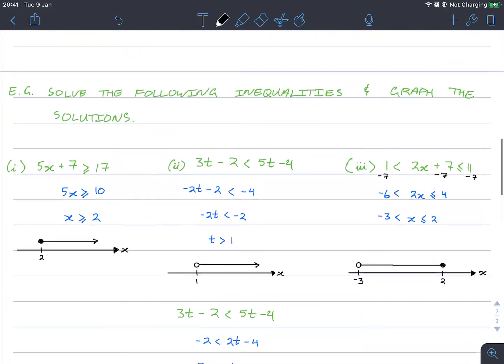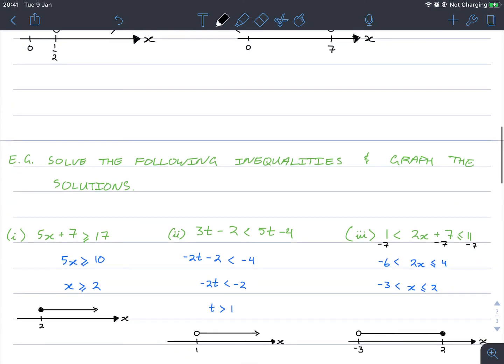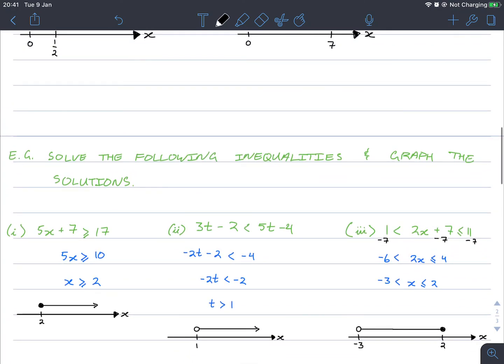Okay, so I hope that gave you an insight into solving inequalities and graphing them. Best of luck.